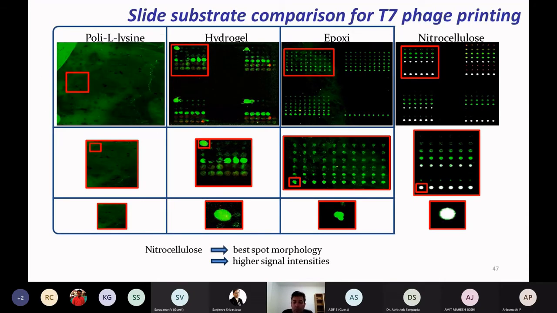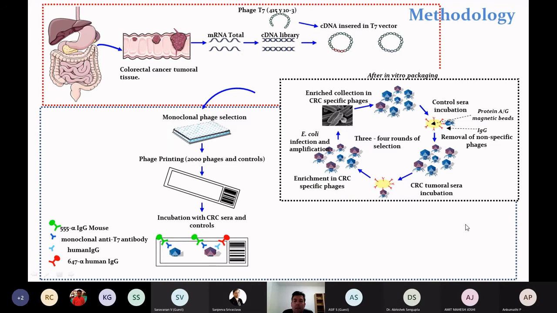Prior to printing the arrays, we have to identify which surface is the best option for the printing of our custom array. This is the image that I showed you at the beginning of my presentation, and you can see that nitrocellulose was the optimal surface for printing of these phages.